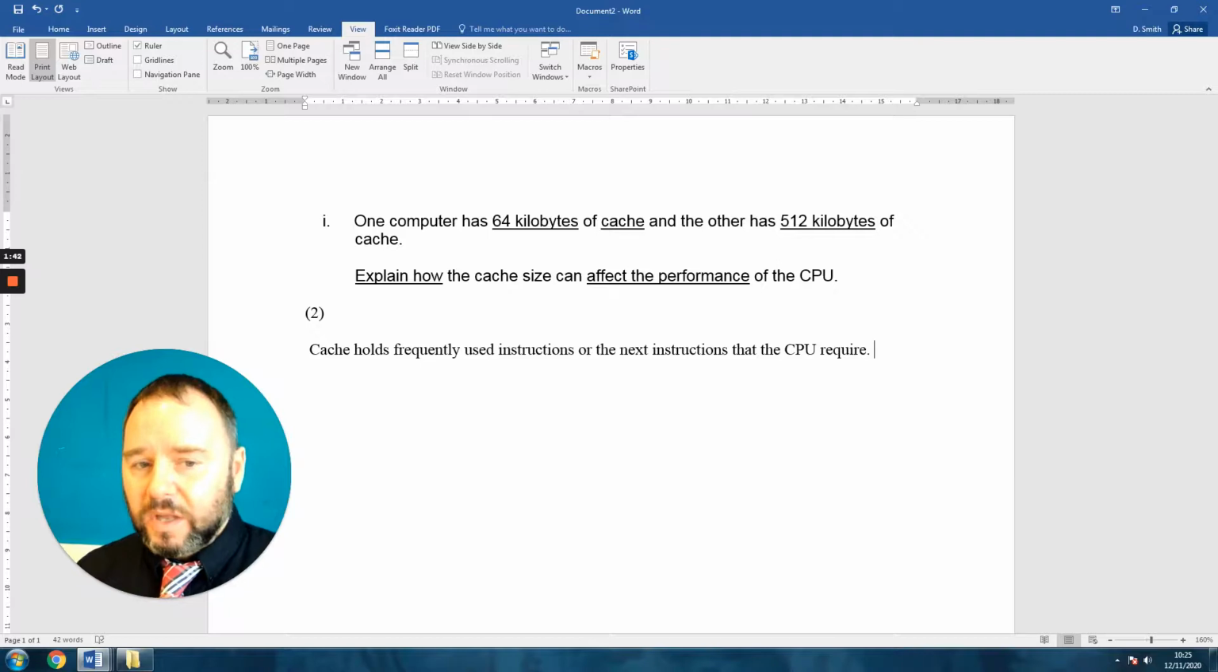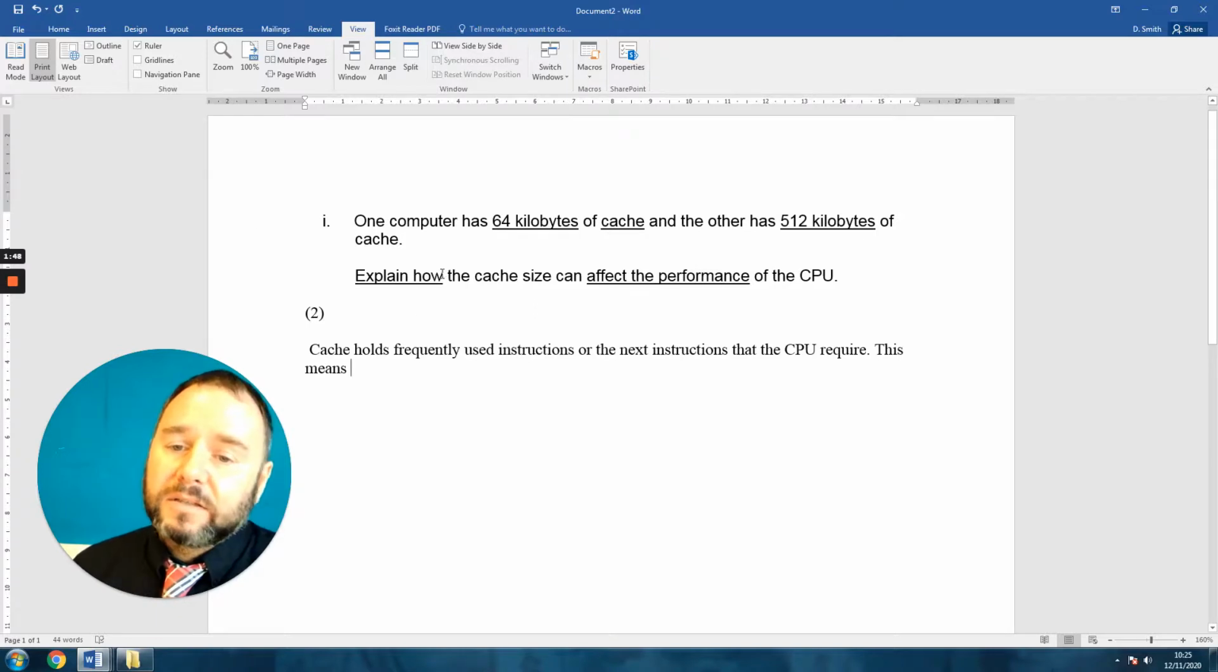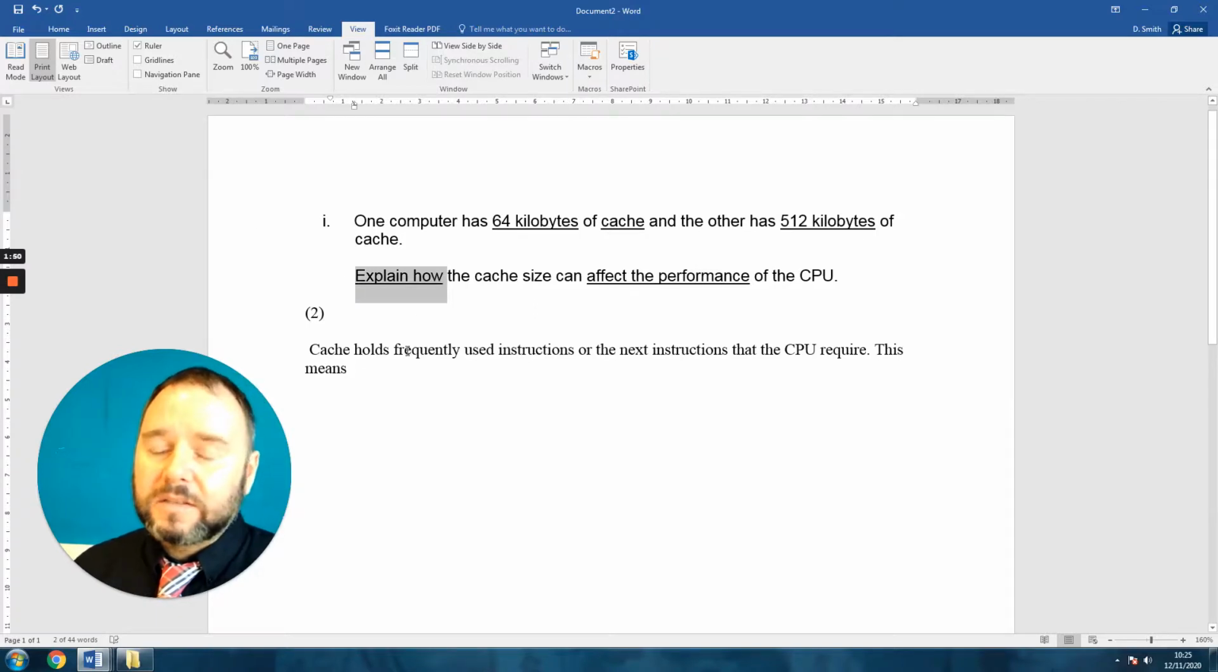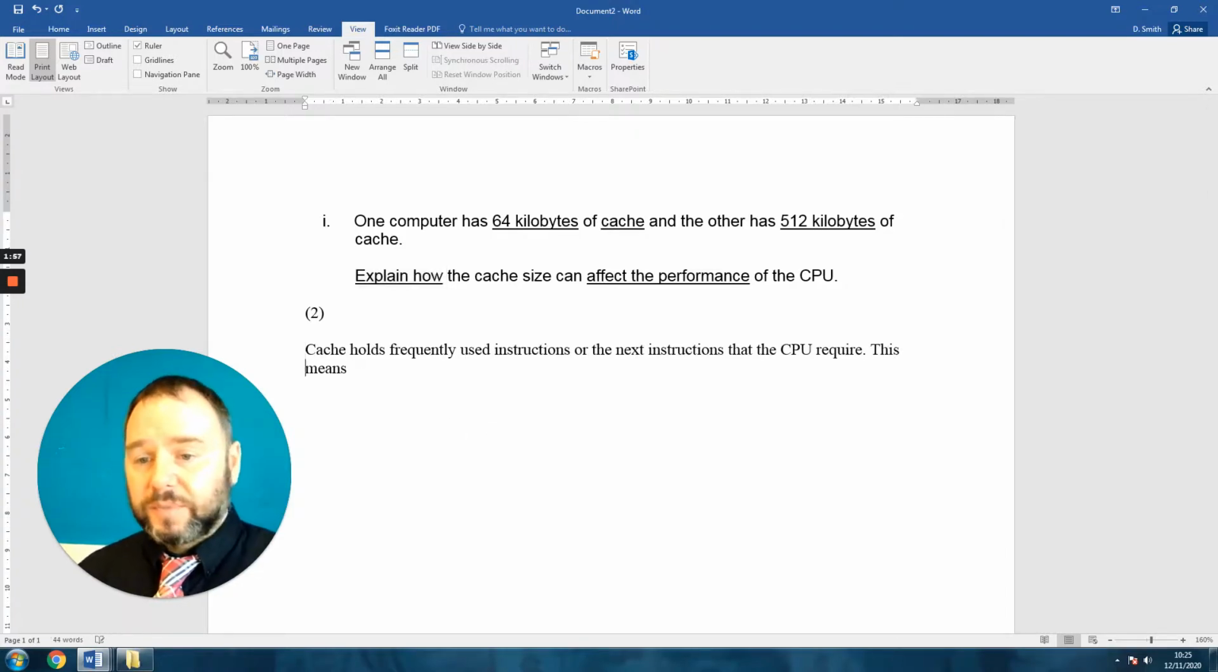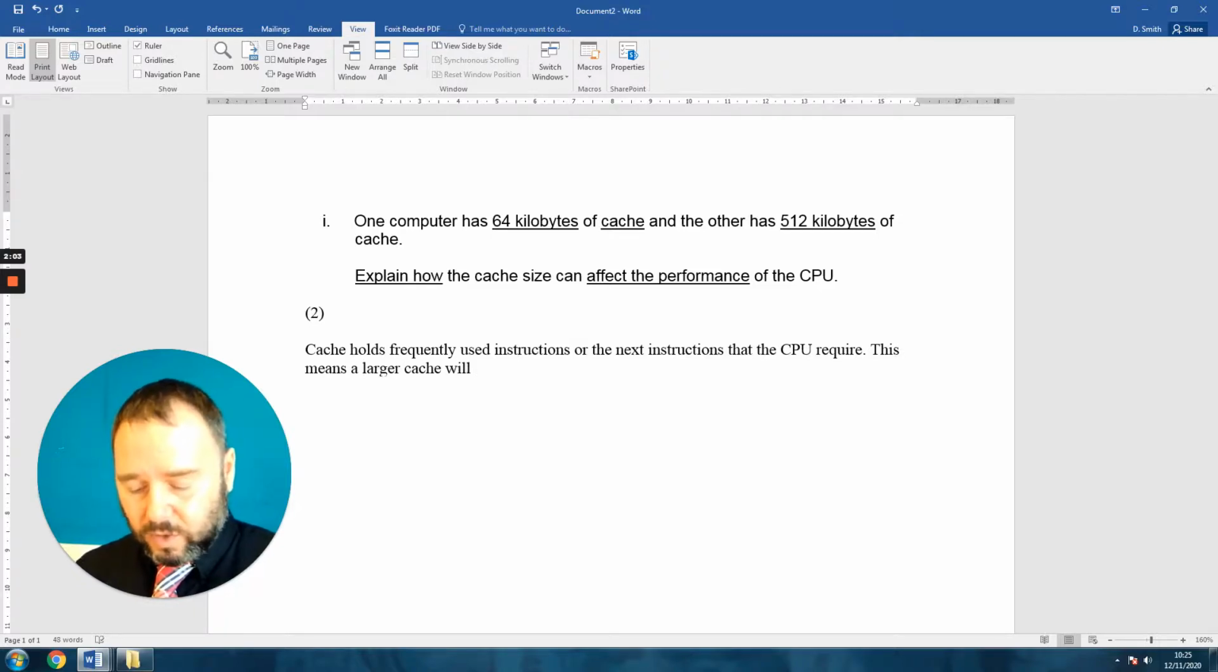We pick up a mark for explaining what cache is, because the question didn't explain it. We know what cache is. This means that does that. Explain how. If we put the words "this means" in there, we start to explain how. So cache holds frequently used instructions. This means a larger cache will hold more instructions. And then we need to keep talking because we still haven't explained how.